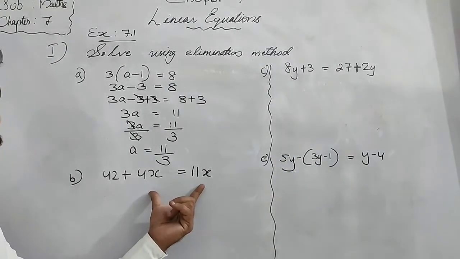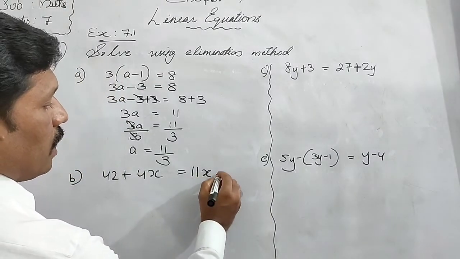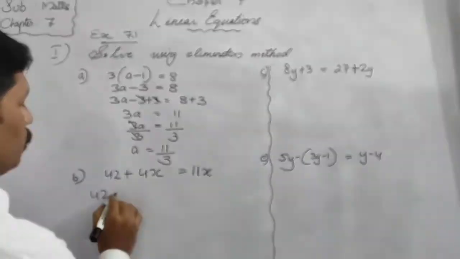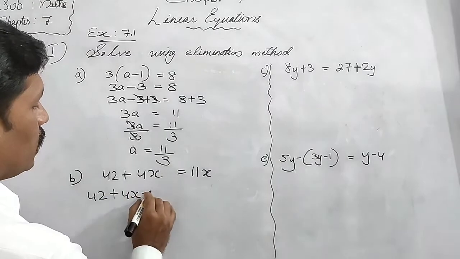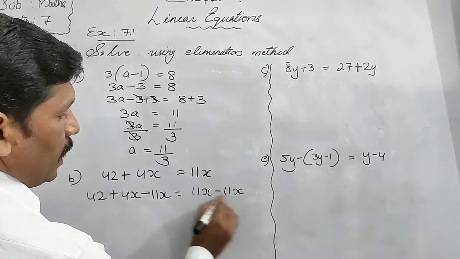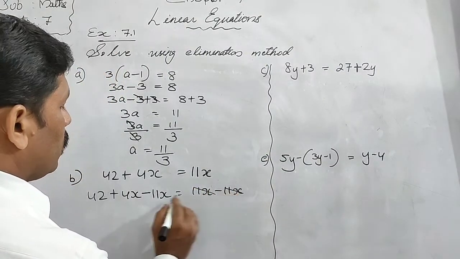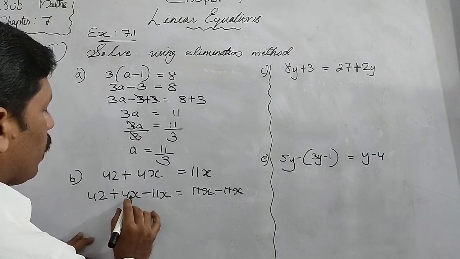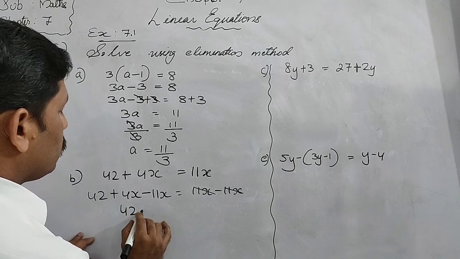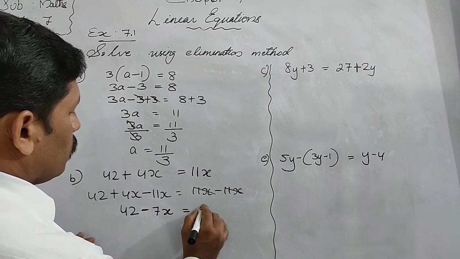Students, here x is there on both sides. So from here we avoid x. In order to avoid this 11x, I have to subtract 11x from here and on both sides. So 42 plus 4x minus 11x, and here also 11x minus 11x. So from here I want to avoid this 11x. So here both will be cancelled, and here 4x minus 11x will be minus 7x is equal to 0.